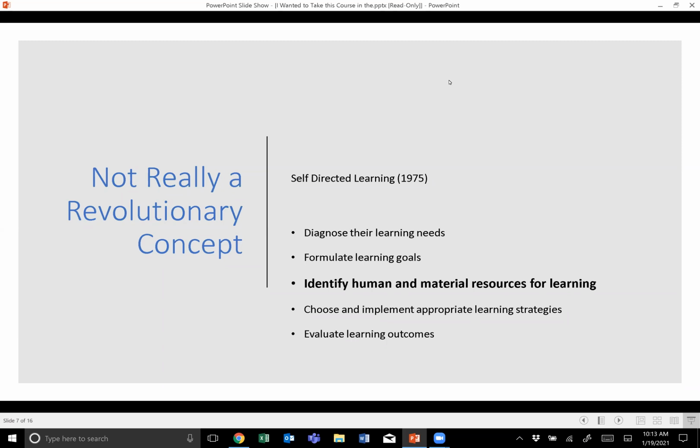1975, I believe her name was Knowles, and talked about what self-directed learning is. And there are several factors there that she identified. But the one that really stands out to me is identifying human and material sources for learning. The reason this stands out is that we have students for whom it's very difficult to find what they need in terms of information resources.